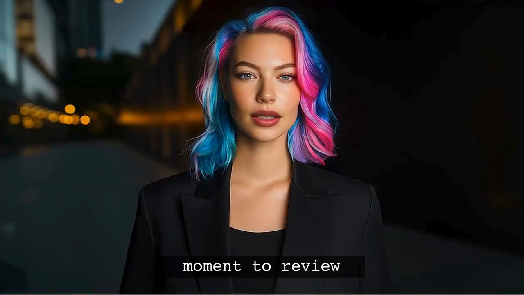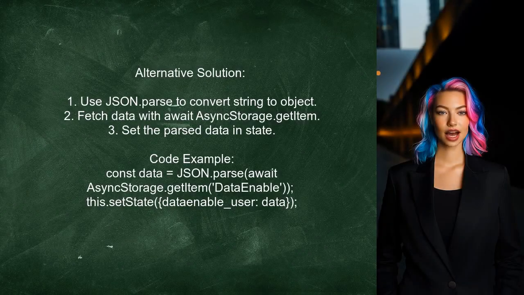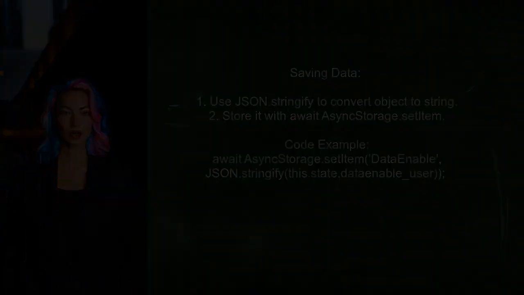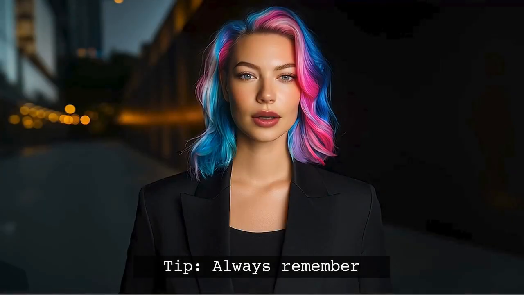Let's take a moment to review another user's answer. An alternative solution provided by another user involves using JSON.parse to convert the retrieved string back into an object. They suggest using await with async storage.getItem to fetch the data, then parsing it and setting it in the component state. For saving data, they recommend using JSON.stringify to convert the object back into a string before storing it with async storage.setItem. Here's the tip I promised.